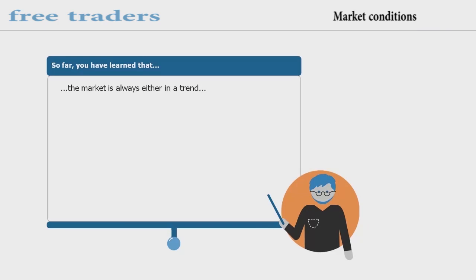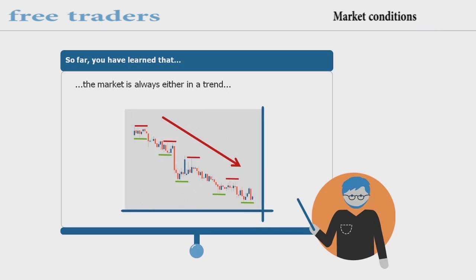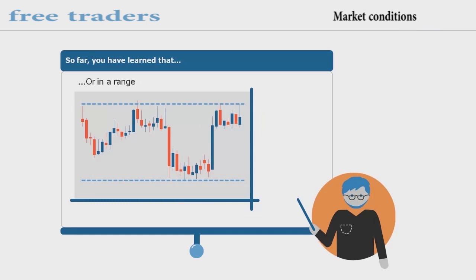So far, you have learned that a market is either trending or ranging. In a trending market, an uptrend can be seen with higher highs and higher lows. A downtrend is seen with a series of lower highs and lower lows. In a ranging market, the market trades between an upper resistance level and a lower support level.